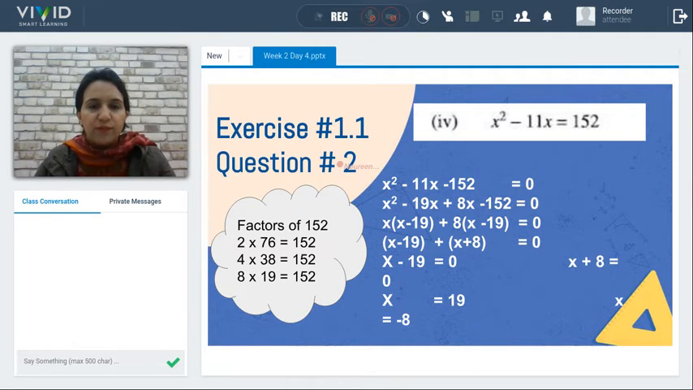Question number 2, fourth part is similar to this one. We have to first multiply a with c. First write in the standard form. Then we have to multiply a with c and make factors. And then after making factors, you have to take common from both terms, and then you will be getting the solution set.